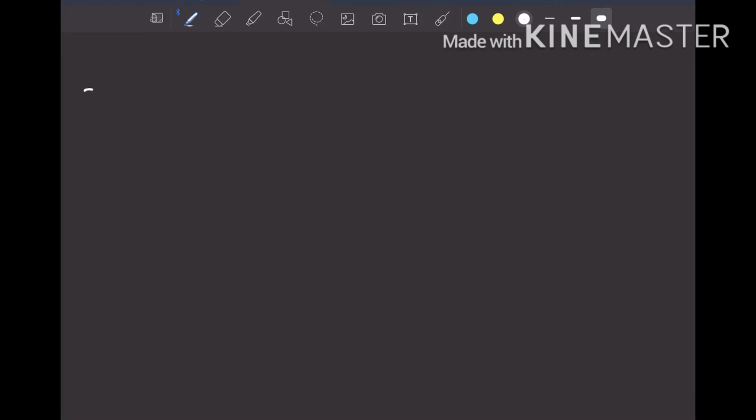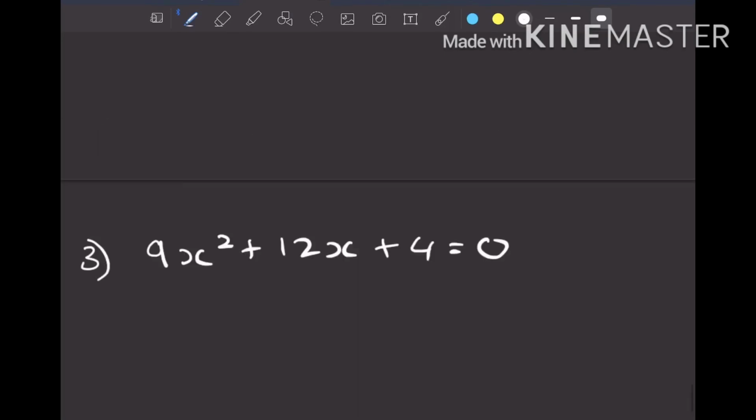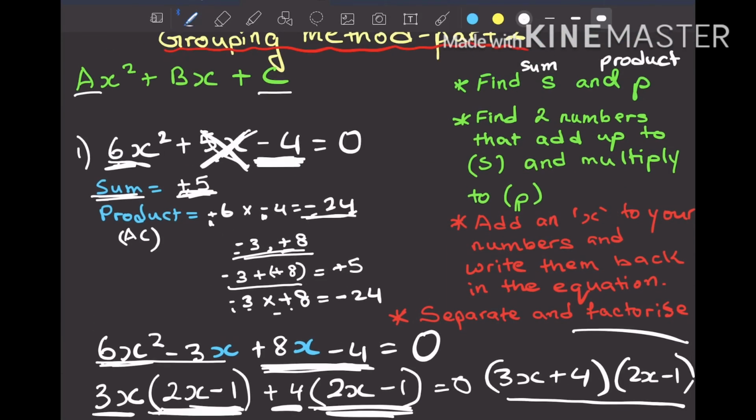So let's say the question gives you this time 9x squared plus 12x plus 4 equals to 0. And the question tells you to factorize this completely. Now let's look at it. So the first step says, coming back to this, these steps apply to all equations. Yeah, all equations where the a is greater than 1. So there is no exception.